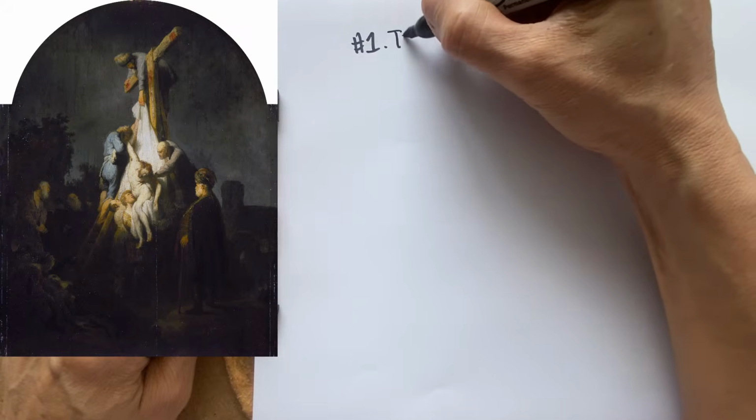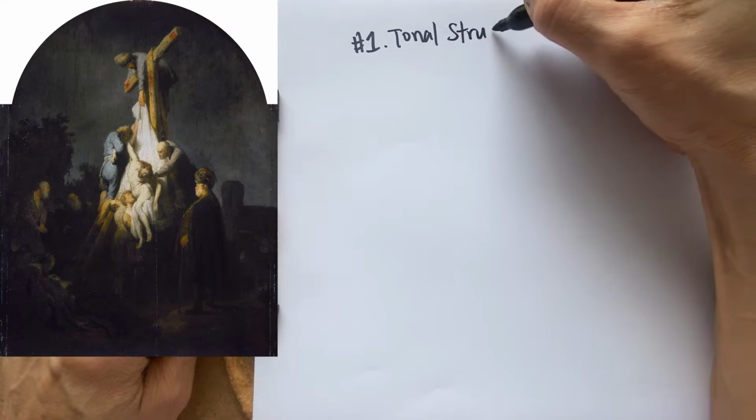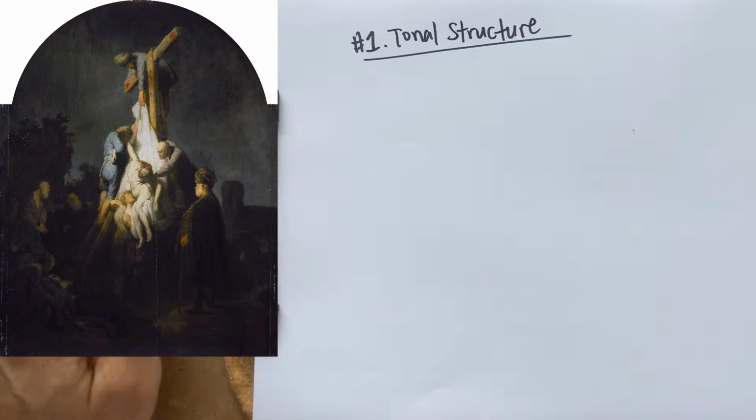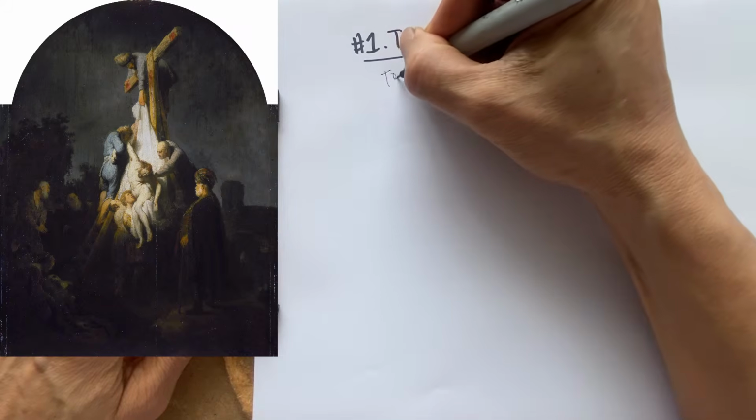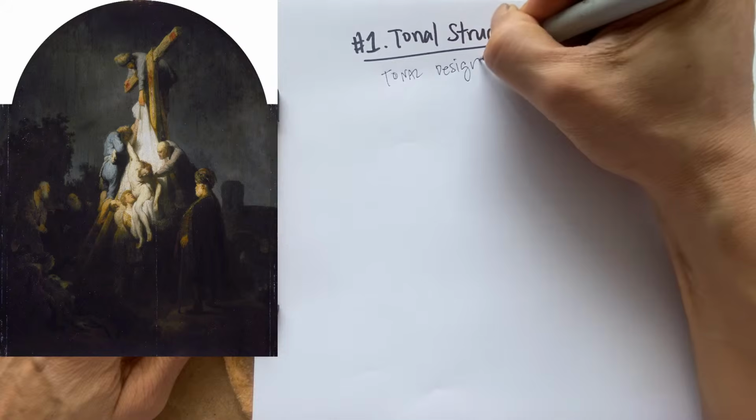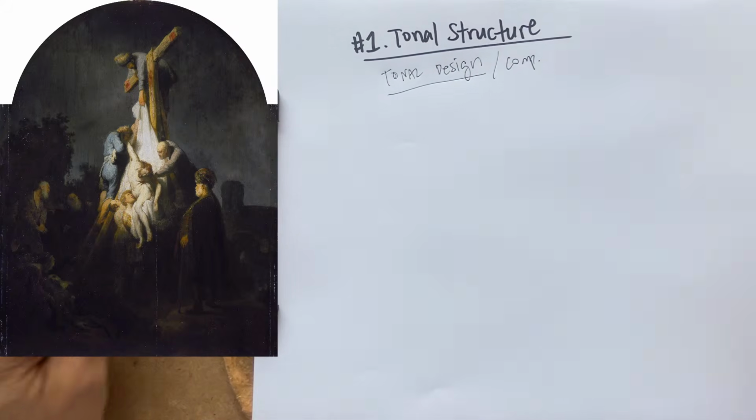Tonal structure. Tonal structure, what does that mean? What is that, Chris? Well, another way you can look at it is tonal design. There's that word again. Tonal design, tonal composition. You break down the value keys.